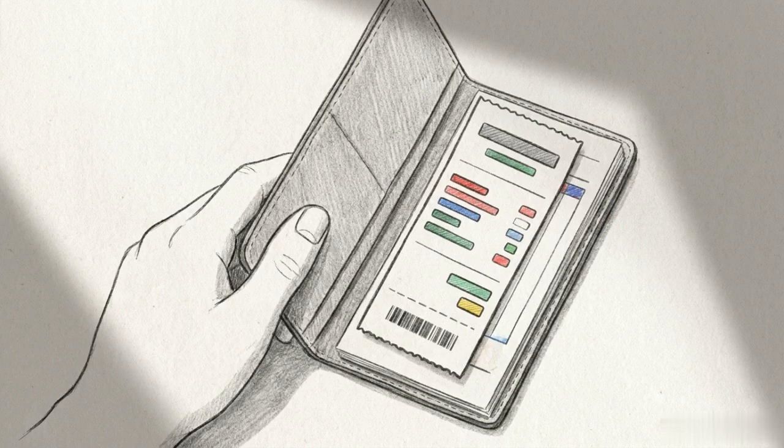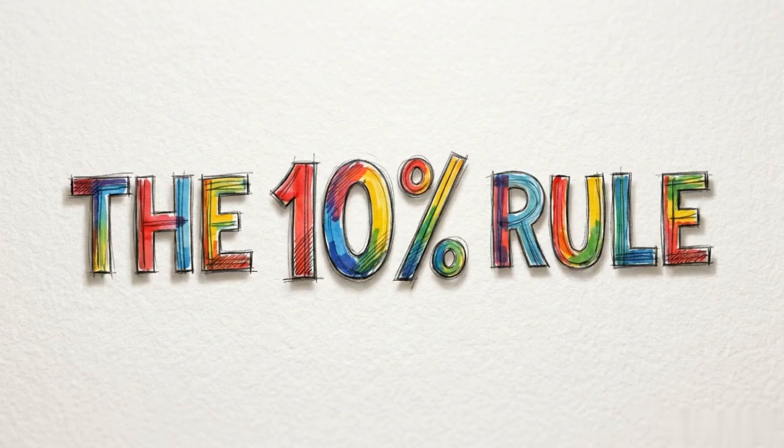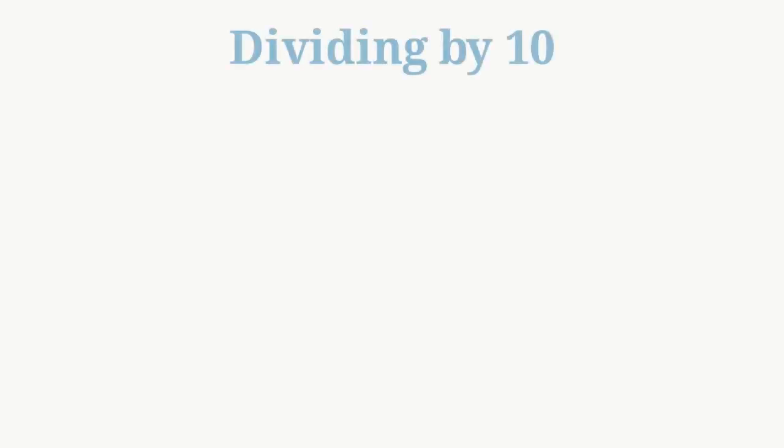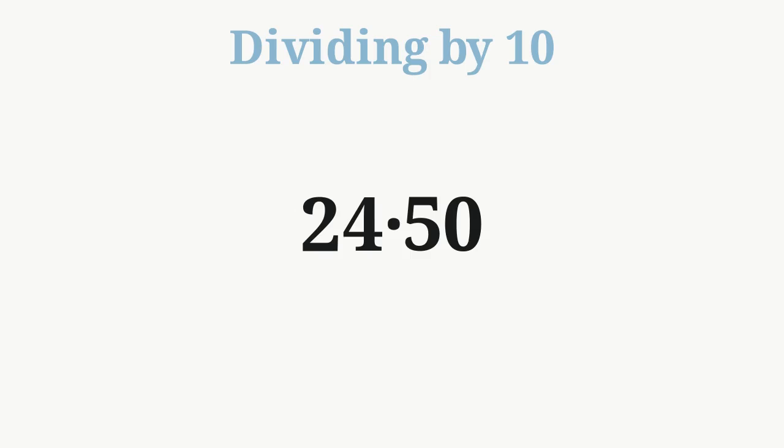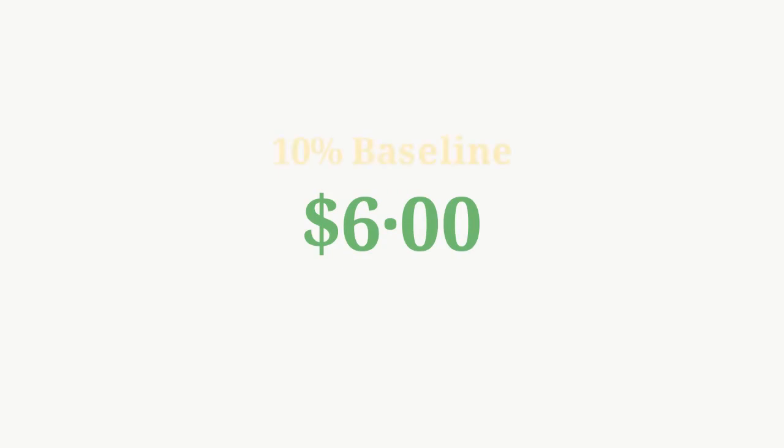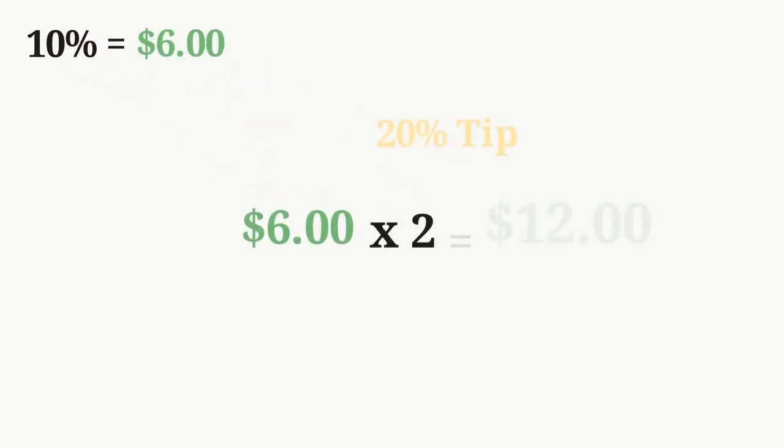Step 1 for any dining transaction is establishing a baseline tip amount of 10%. The mathematical rule here is straightforward. Dividing any number by 10 does the exact same thing as shifting its decimal point one space to the left. Take a look at this standard restaurant receipt, showing a total of $60. To find our 10% baseline, just visualize the decimal point jumping one space to the left. Now we have a clean $6.